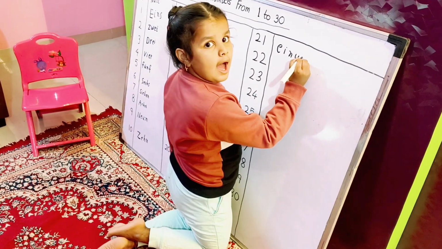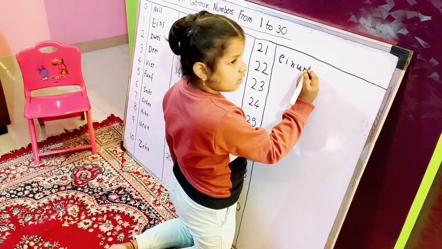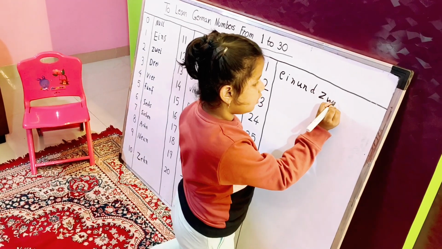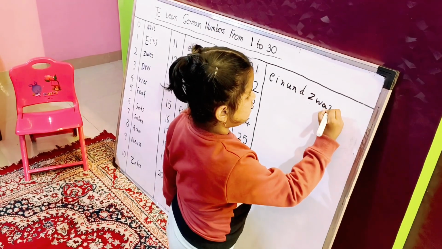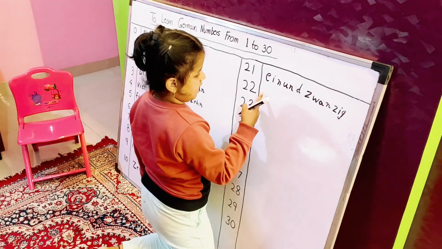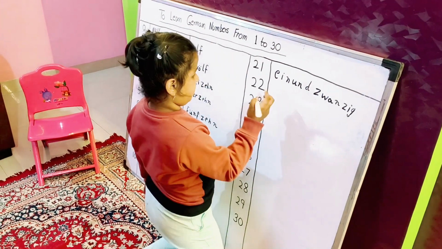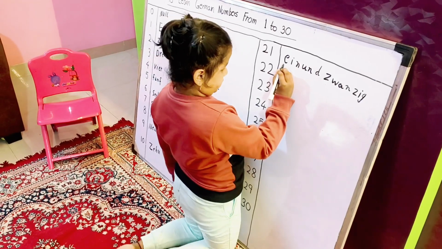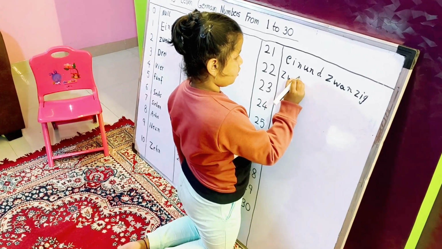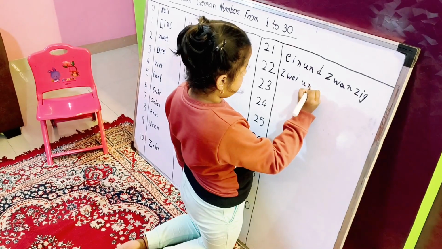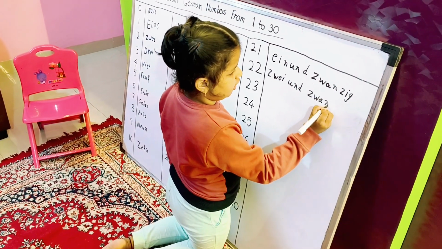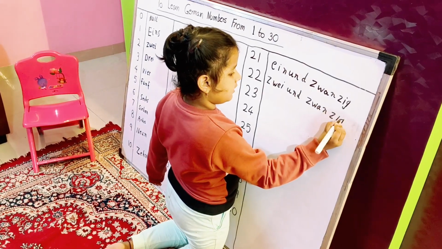Und, U-N-D. Und zwanzig, Z-W-A-N-Z-I-G. Und twenty. Twenty-one. Yes, and zwei und zwanzig. Twenty-two. Okay. Look, this is zwei, Z-W-E-I, und, U-N-D, und zwanzig.